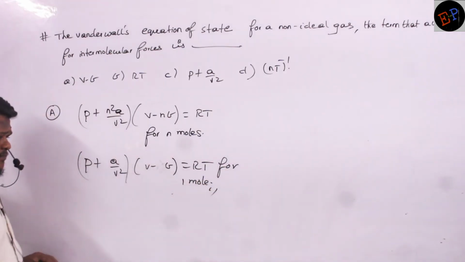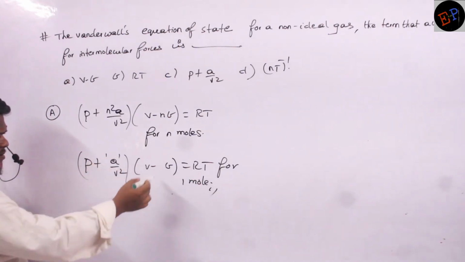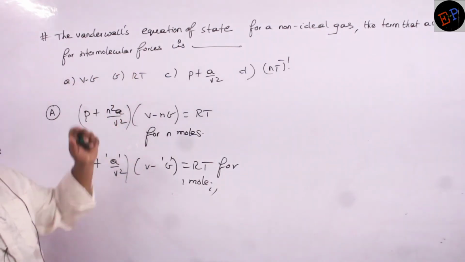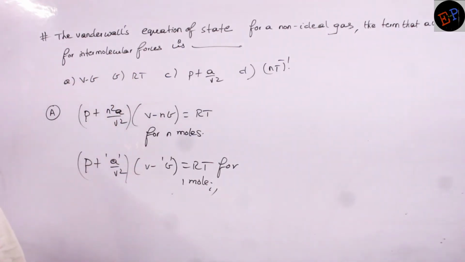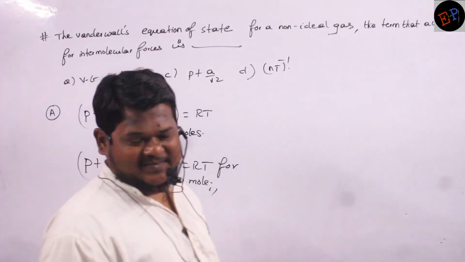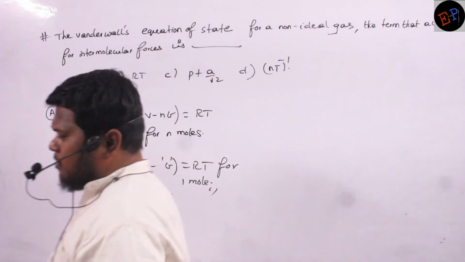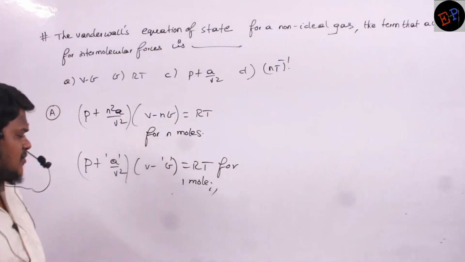So here we have two correction factors. One correction factor is present for pressure and one correction factor is present for volume. Which correction factor is related to intermolecular forces? A by V squared is related to intermolecular forces. Already we have studied this.